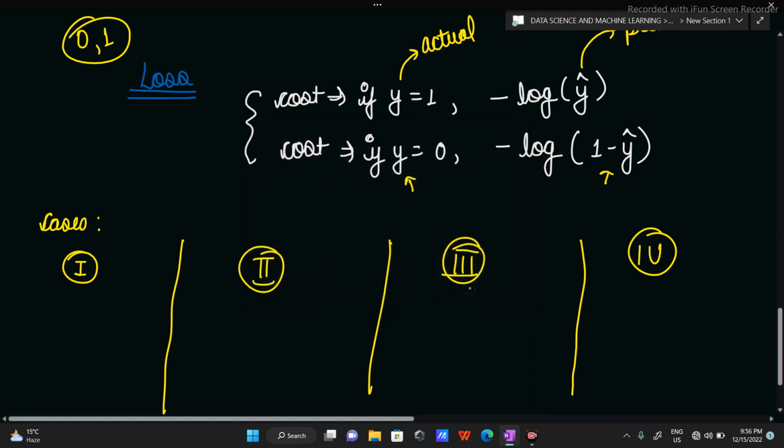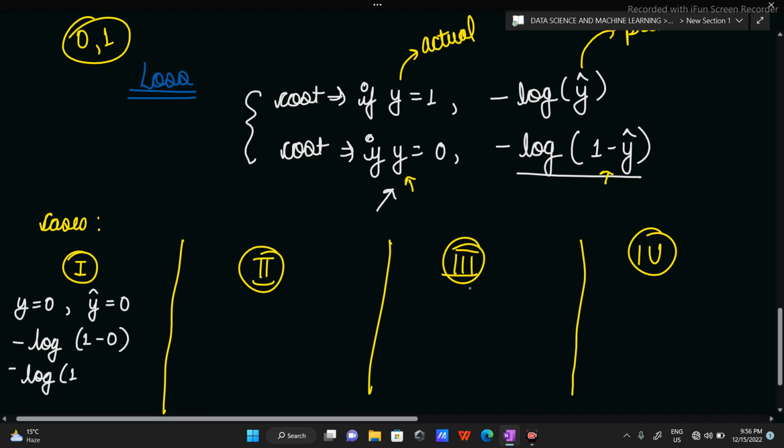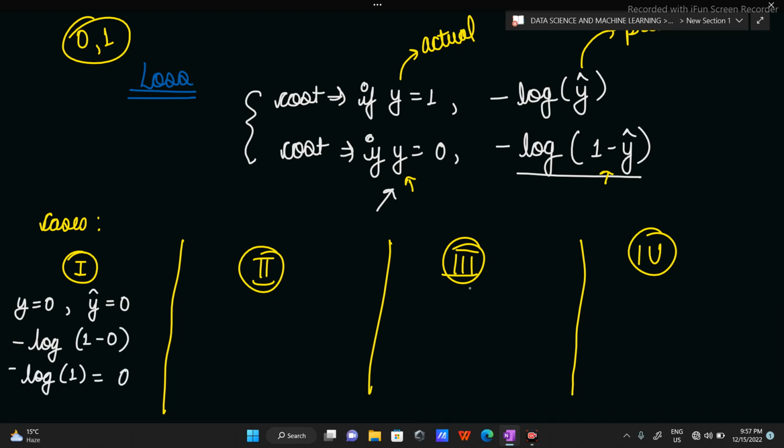Case 1 is when the actual value is 0 and I am getting 0 too, so y hat is 0 too. This y equal to 0 is here and I am getting also 0. So I'll use this, negative of log of 1 minus 0, that is nothing else than log of 1, and log of 1 is 0. So this will be 0, because what I wanted I'm getting, so loss is 0. I do not want anything else. Loss is 0 in this case.